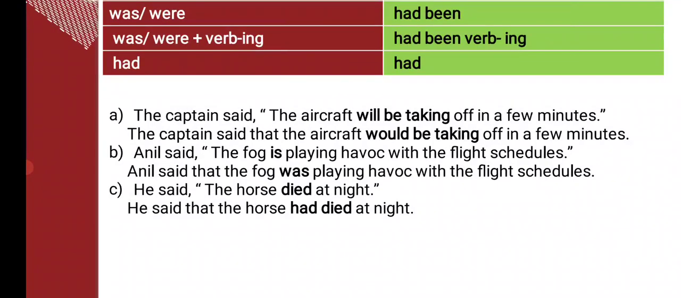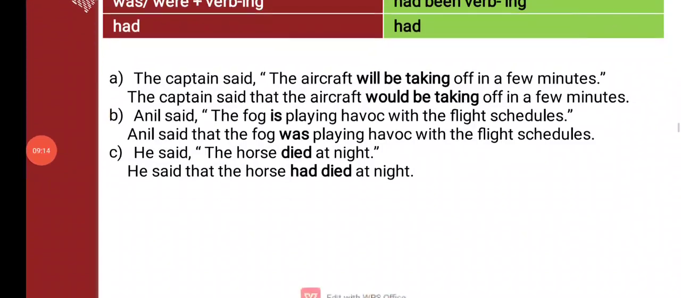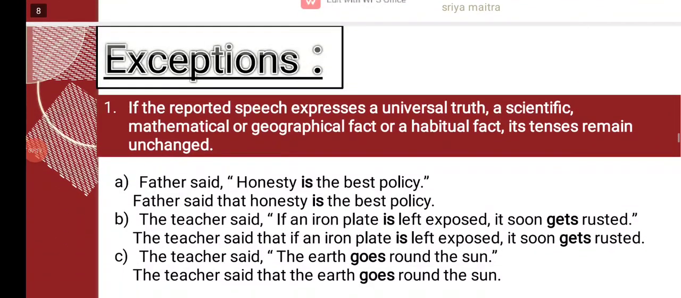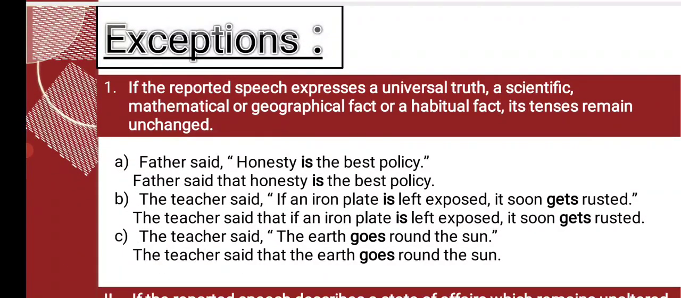So the first sentence says, he said, "The horse died at night." This is direct speech, and now I am conveying his statement in my own words, so that will be indirect speech, but I have to make necessary changes, right? He said that the horse had died at night. So these are the changes. Exceptions we have just discussed.